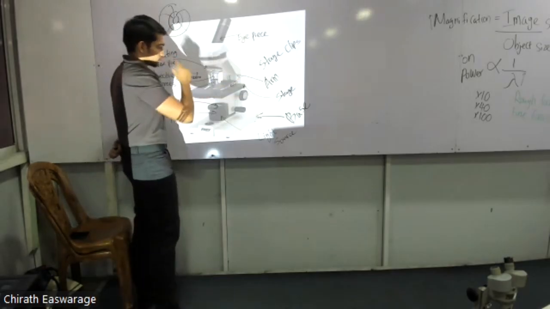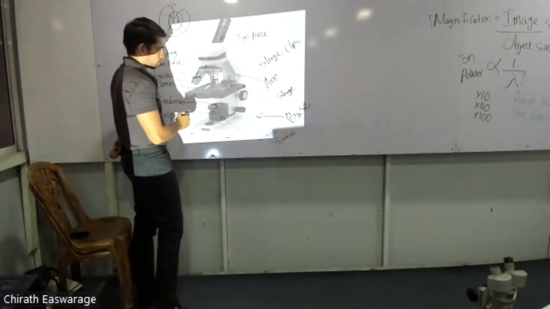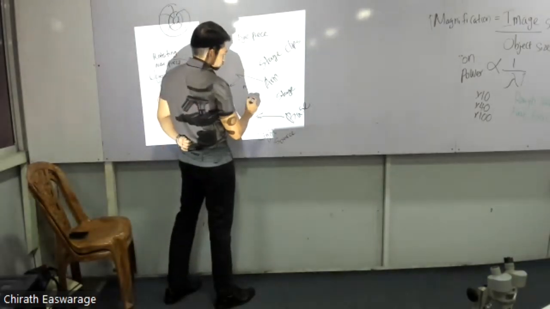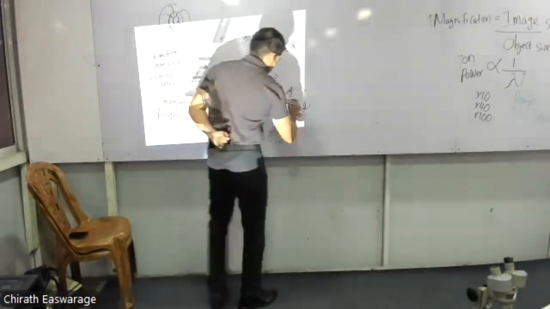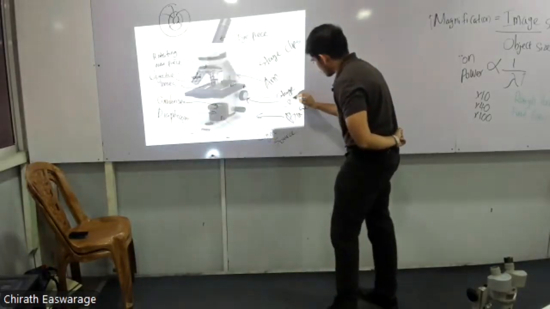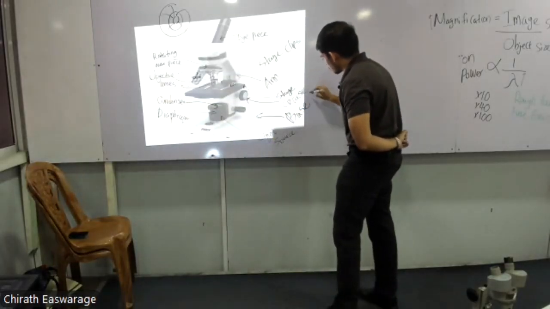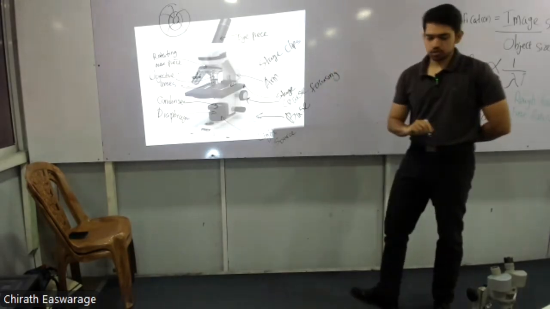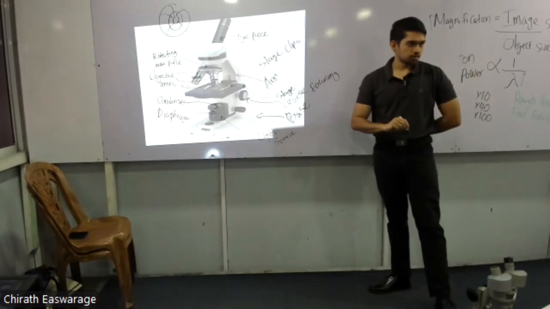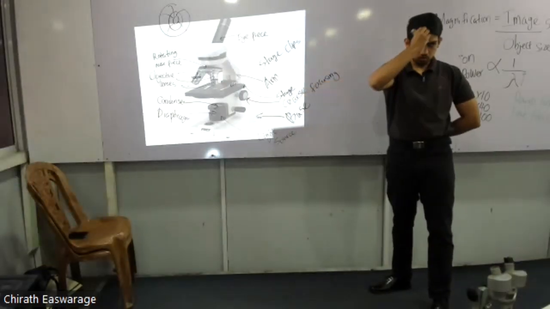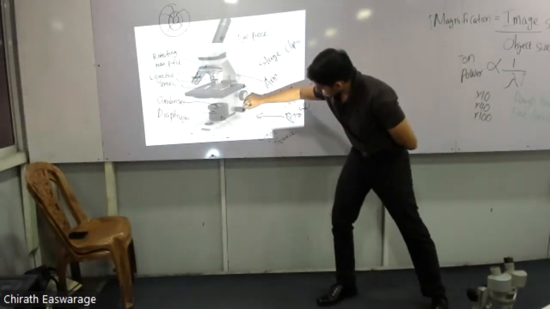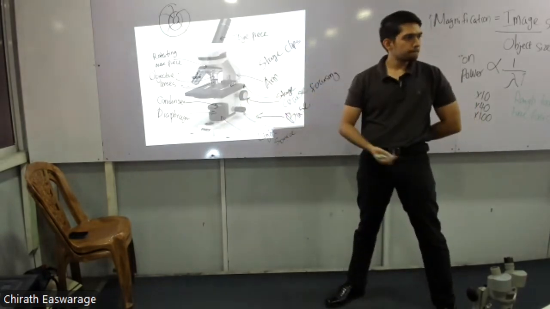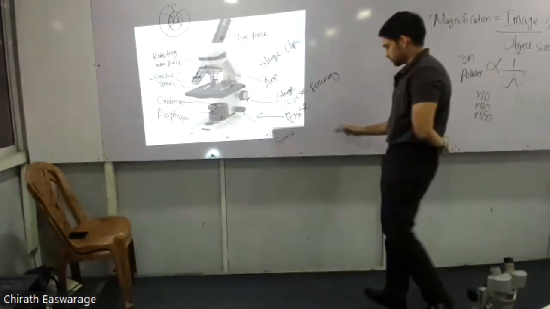Then two types of focusing. This one has them properly, right? The big knob is your what? The big knob is your coarse focus. Coarse focusing knob is the proper answer. This one, the big one, coarse focus, and this small one is what? Yes, fine focusing knob.